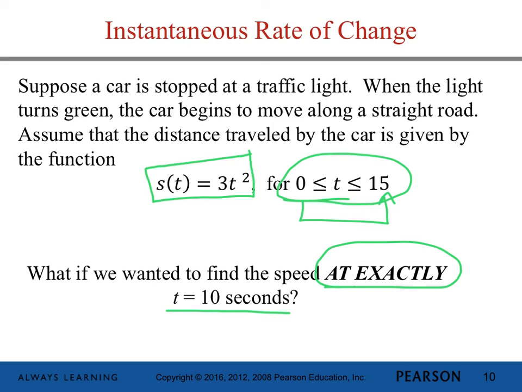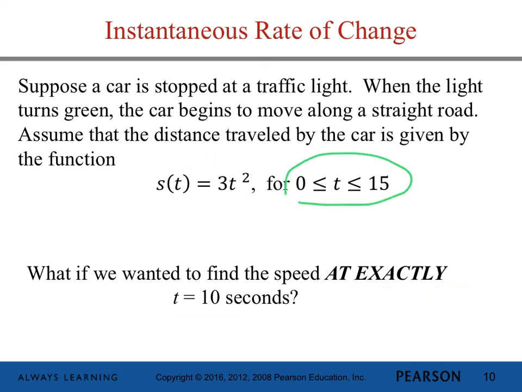So in this case, suppose you have a car stopped at a traffic light. When the light turns green, the car begins to move along a straight road. We're going to assume that the distance traveled by that car is given by the function s of t equals 3t squared, and t is being measured in seconds, so this function is only in effect here for the first 15 seconds of the trip.